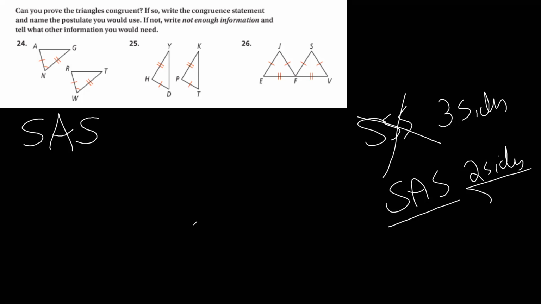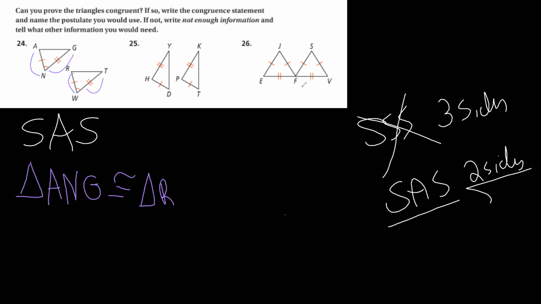The angle is included between the sides. You will write the triangle AG congruent to the triangle RWT. This is my congruence statement, and this is the postulate I use, which is SAS.